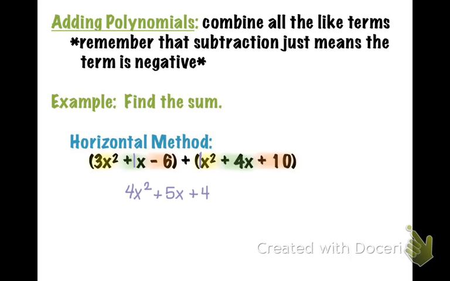And that's going to be our solution. We've combined all of our like terms. I'm going to do a quick scan. I have an x squared, an x, and a constant, so none of those match. I can't combine it any further.